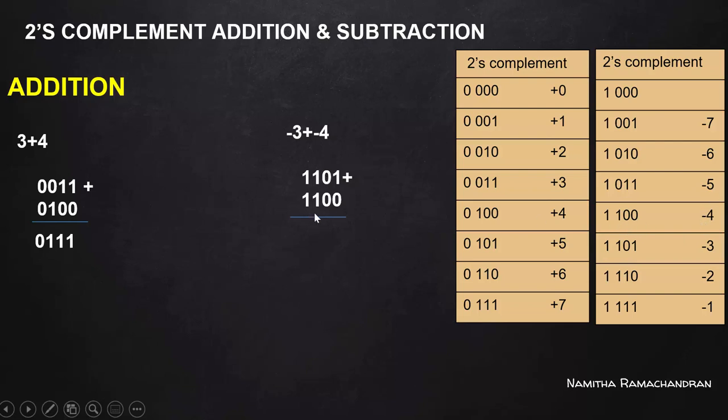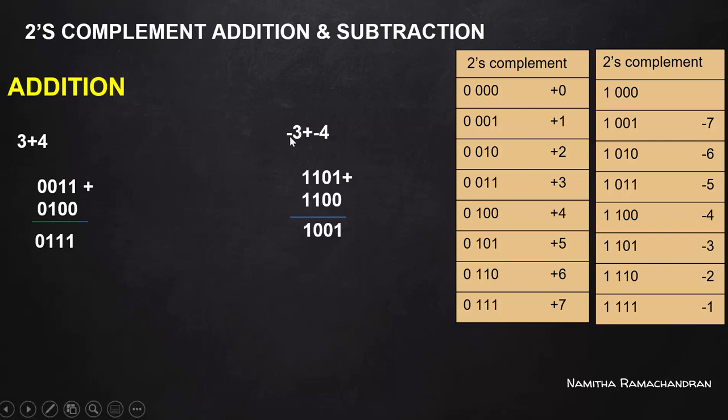Now we can add these two. 1 plus 0 is 1, 0 plus 0 is 0. Then 1 plus 1 is 0 carry 1. That carry 1 is added with the next two ones: 1 plus 1 plus 1 is 1 with carry 1. If such an external carry out occurs in the case of addition, we can simply discard that carry, and the remaining bits of the result form the result of our addition.